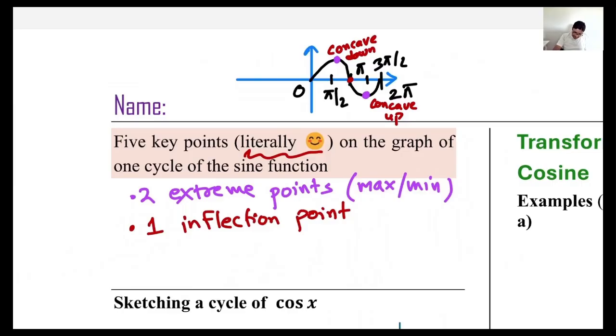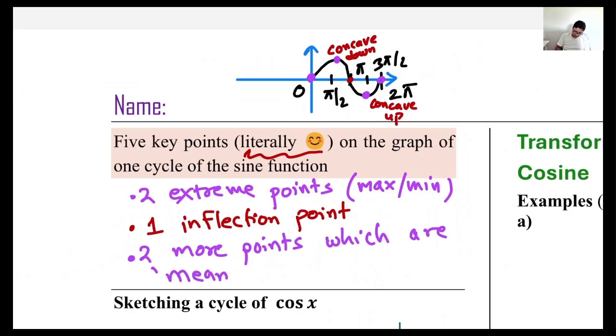So two max and min points, one inflection point, and what two more can we talk about? Two more would be the other two zeros. You have zero here and two pi. If you include pi, the inflection point, and the two more points, which are quote unquote mean positions.